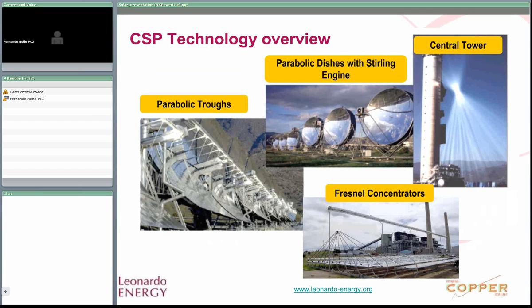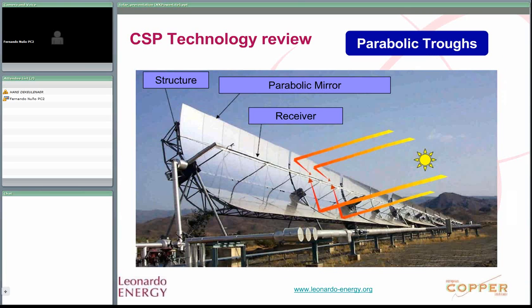Fresnel technology. There are no plants using this technology in Europe. The operating principle is the same as parabolic troughs. This technology will probably find its application in medium temperature uses such as industrial steam or heating and cooling. The parabolic trough principle consists of concentrating the direct solar radiation into a receiver.